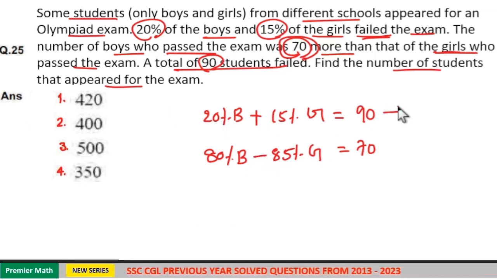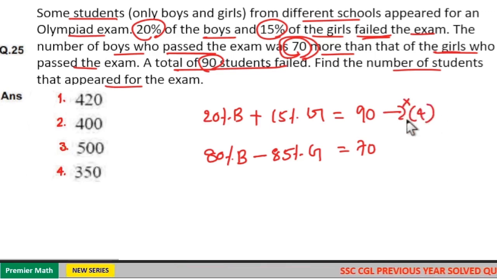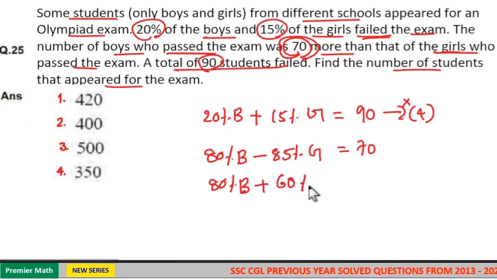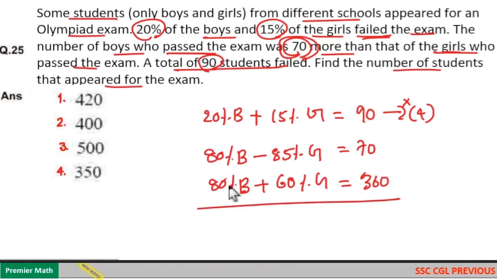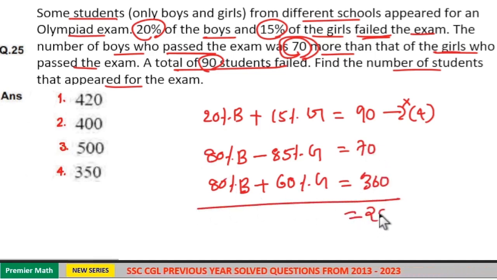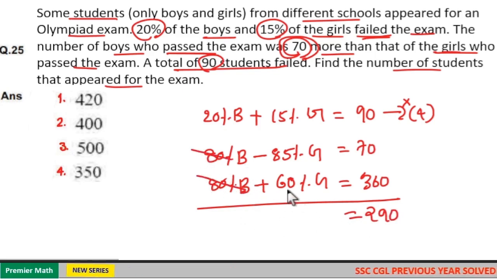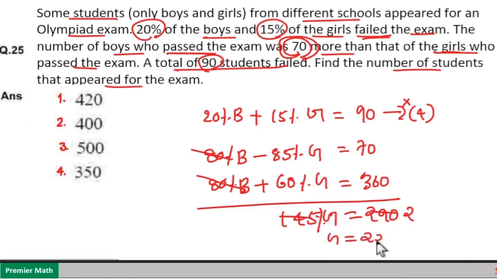Now, if I multiply this with 4, that will be equal to 20 into 4 is 80 percentage boys plus 15 into 4 is 60 percentage girls. 90 into 4 is equal to 360. Now, if I subtract 360 minus 70, which is equal to 290. Now, these two terms cancel. 60 minus 85 is equal to 145 percentage girls. Now, 145 goes 2 times in 290, which means girls is equal to 2 into 100, 200 girls.